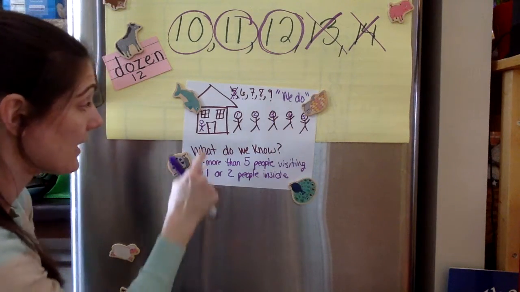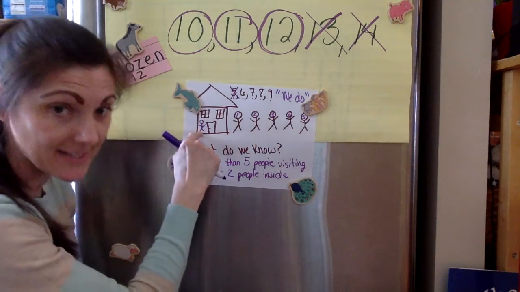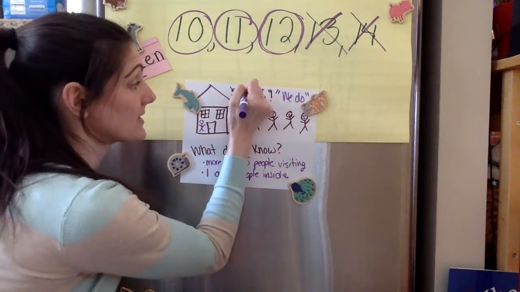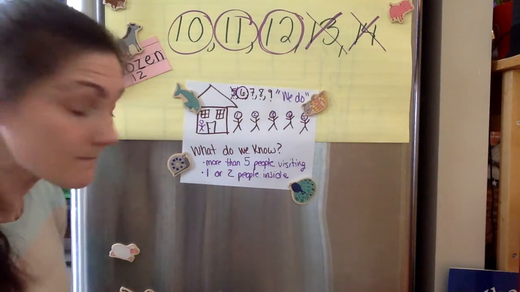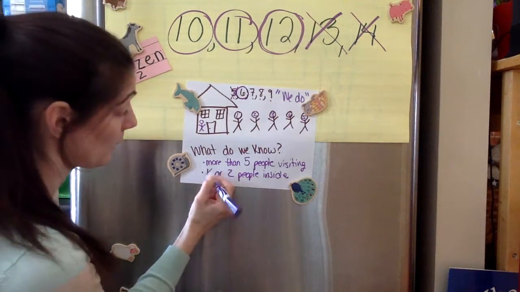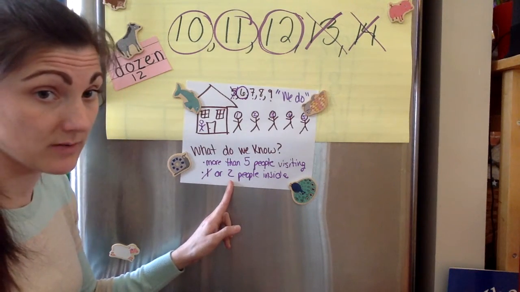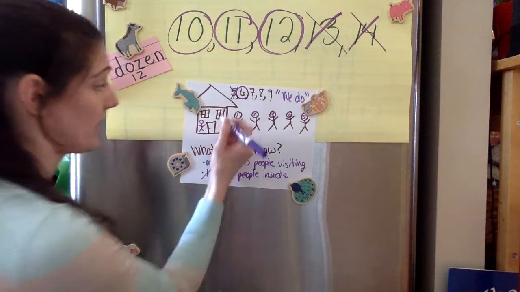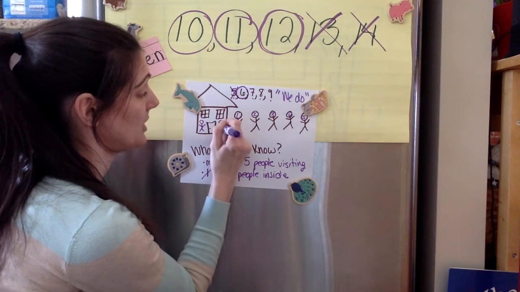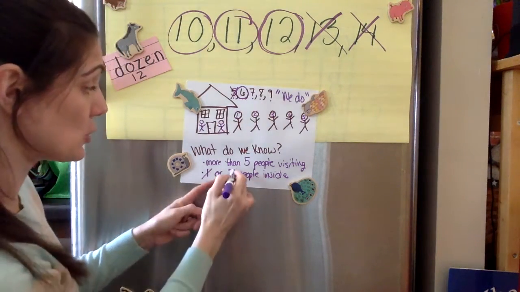And then the person inside makes 6. So we could have 6 people visiting the house. Okay, so that's 1. There was 1 more person inside the house. Now, what if there's 2 people inside the house? I already drew 1 person in the house. I'll go ahead and draw another person here in the house. So now I have 2 people inside the house.